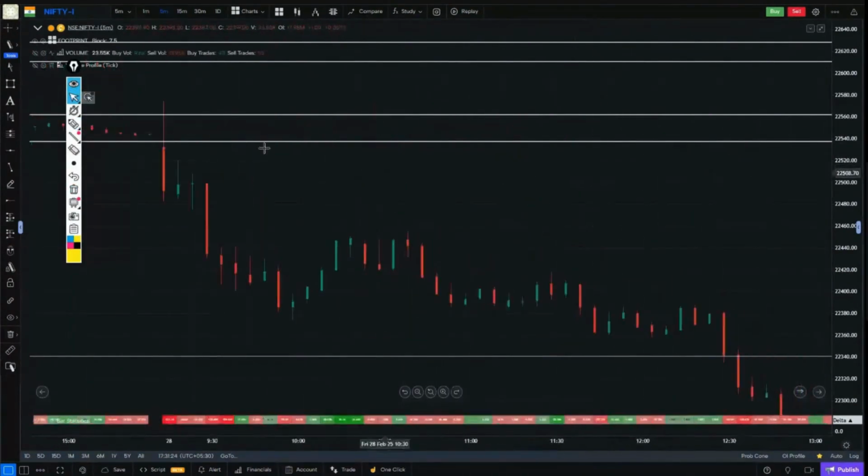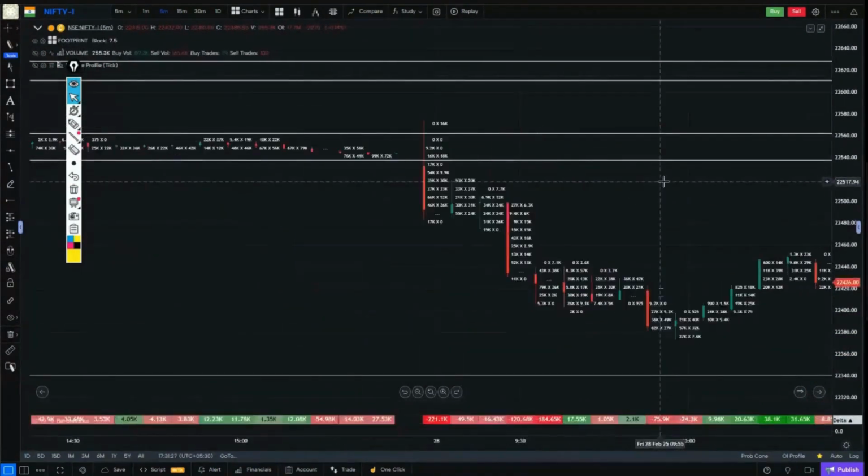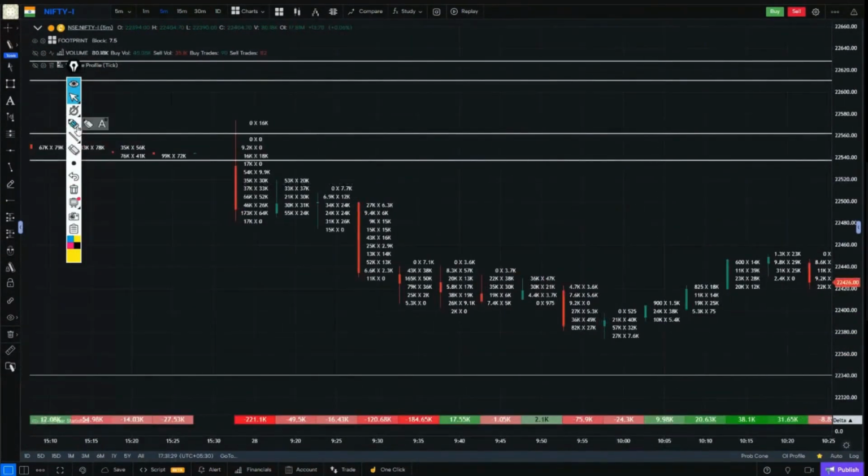So now, how will we read the footprint? First, we looked at the delta, which is above 30,000, to see who is more powerful within this candle. As per the delta, the sellers are powerful, so we will only read the seller side, because there are more sellers within this candle. Which side is the seller's side? The left side. Which side is the buyer's side? The right side.